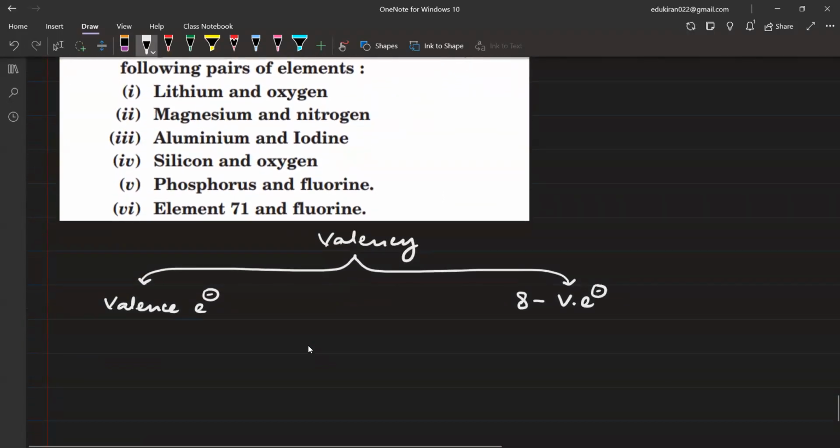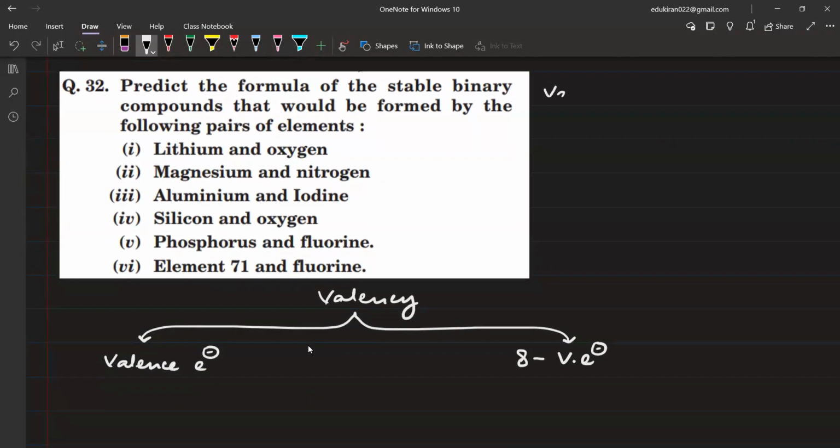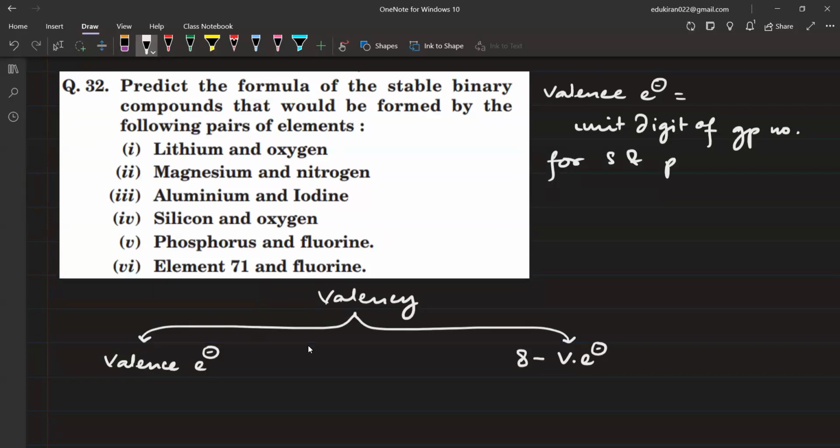Now, how to get the valence electron? The valence electron is equal to the unit digit of the group number. But please remember, for S and P block only. We are going to talk about S and P block only. All of you understood what is the meaning of unit digit of group number?